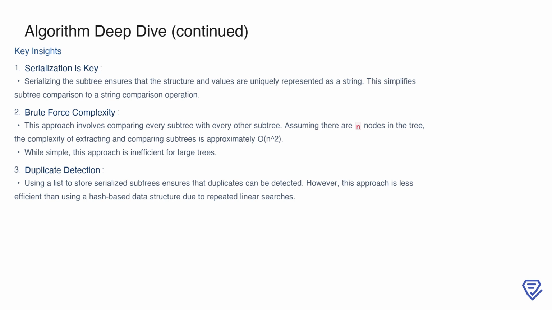a string matching task. However, this brute force approach has its limitations. Since every subtree is compared with every other subtree, the time complexity is roughly n squared for a tree with n nodes. This makes the method inefficient for large trees. Using a simple list for storing serialized subtrees contributes to the inefficiency, as each lookup requires a linear search. While this approach is conceptually straightforward, it becomes computationally expensive as the size of the tree grows.